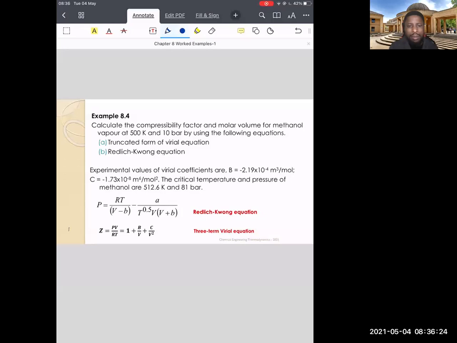What equations of state did we look at yesterday? Can someone remind me? You can just put it in the chat. All right, okay. So yesterday we looked at the Van der Waals equation of state. We looked at the ideal gas law, and we looked at virial equations. So those were the 3 we looked at yesterday.